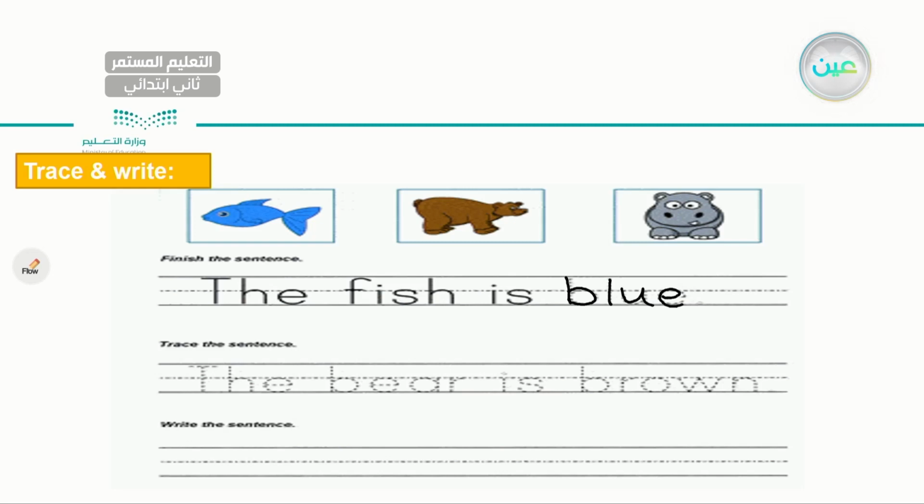While I'm writing, I need you to do the same in your notebook. The bear is brown.